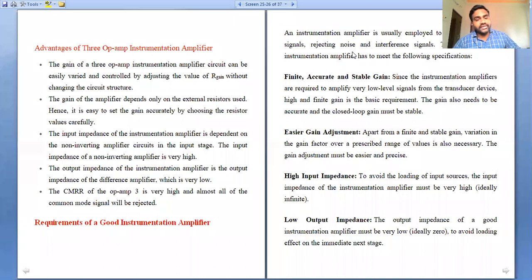So what makes the instrumentation amplifier an ideal one? If we have a finite, accurate and stable gain, that means the behavior of gain should be finite, accurate, and stable. How does this happen? If we select a proper transducer, a very low level signal will be amplified from the transducer.